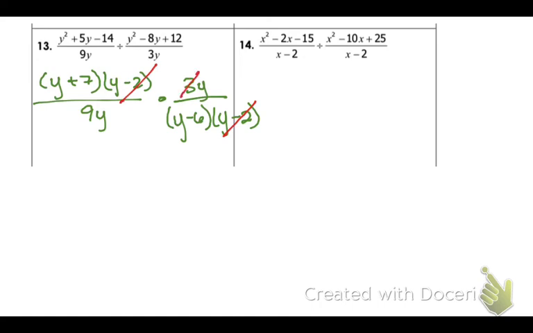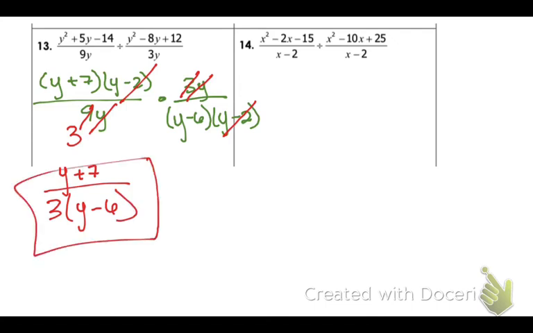Okay. 3, that cancels out. So you're left with y plus 7, 3 times y minus 6. Notice how I'm keeping those parentheses. You need to keep those. Alright, you should be able to do 14.